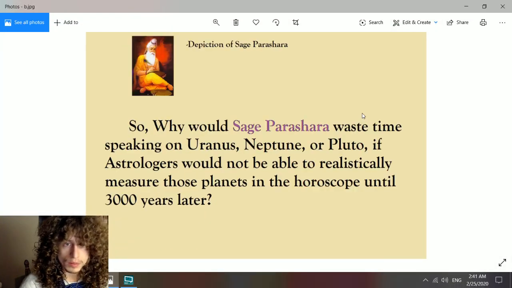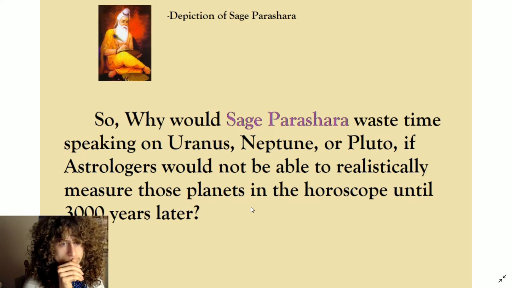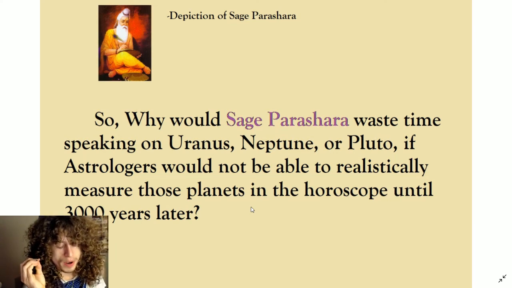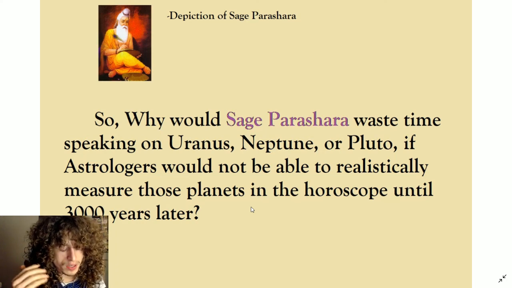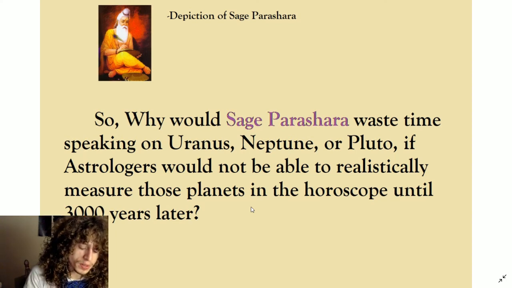So these seers transmitted their mystical vision to acolytes and disciples who lacked their clairvoyance. Most of the disciples of these seers and sages didn't have the sight, the inner wisdom. So the question becomes, and this is a depiction of the sage Parashara, why would the sage Parashara waste time speaking about Uranus, Neptune, or Pluto if the astrologers of his day were not able to realistically measure those planets in the horoscope until 3,000 years later? Why is he even going to talk about it?